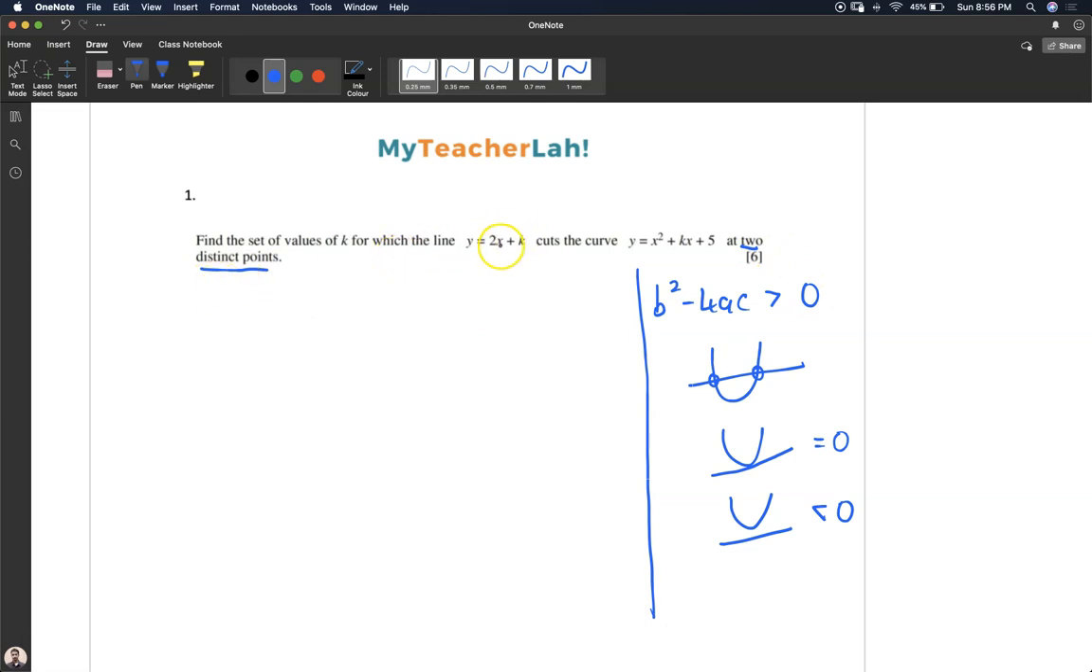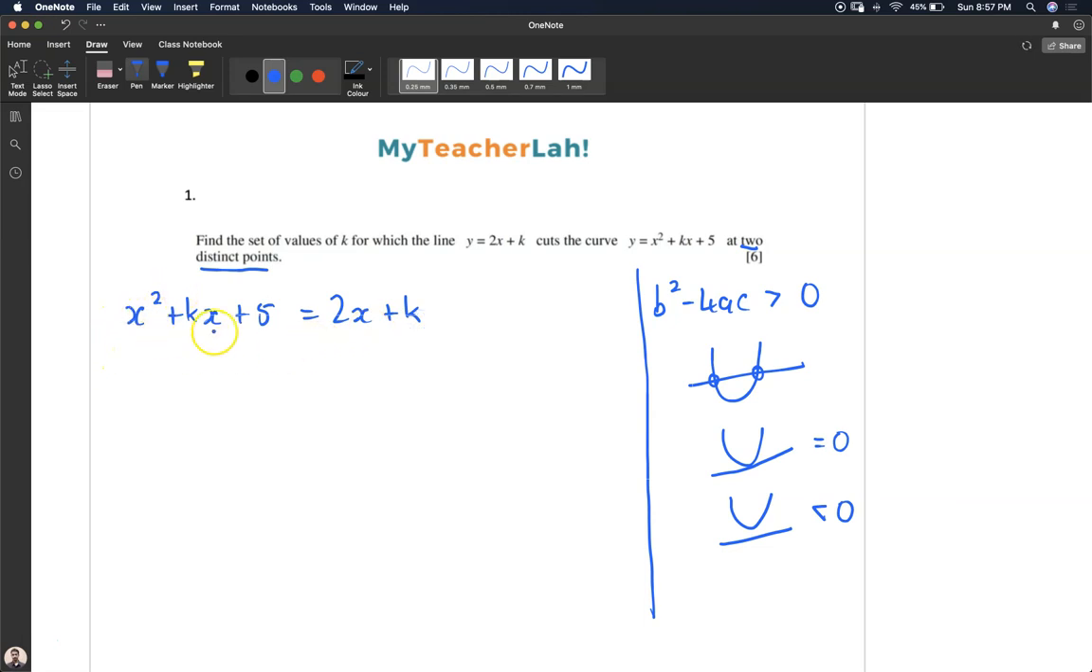Step 1 is to look at the 2 equations and you should equate them together. Remember that anytime there is an intersection of 2 different lines or curves or functions, what you're essentially doing is equating the 2 equations together. So that's exactly what I'm going to do. x squared plus kx plus 5 equals 2x plus k.